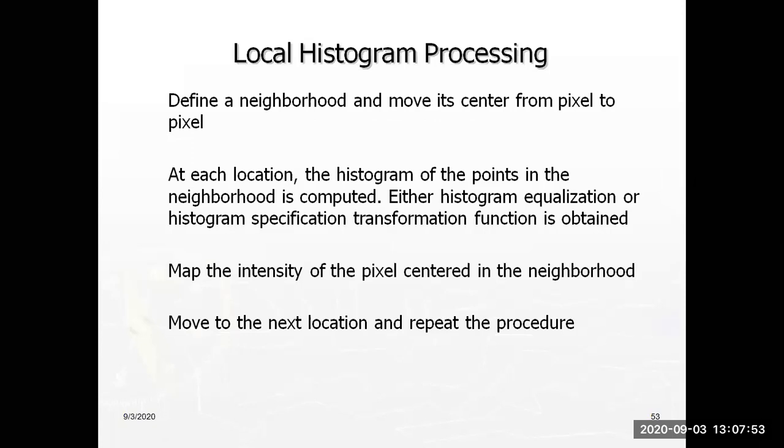What is the meaning of local histogram? Unlike the last two histogram processes, let us consider one image. That image is divided into a number of sets, S suffix xy. That means, suppose there are MN pixels, and the MN pixels are divided into a number of S suffix xy. What is S suffix xy here? That is called a set or a neighborhood.